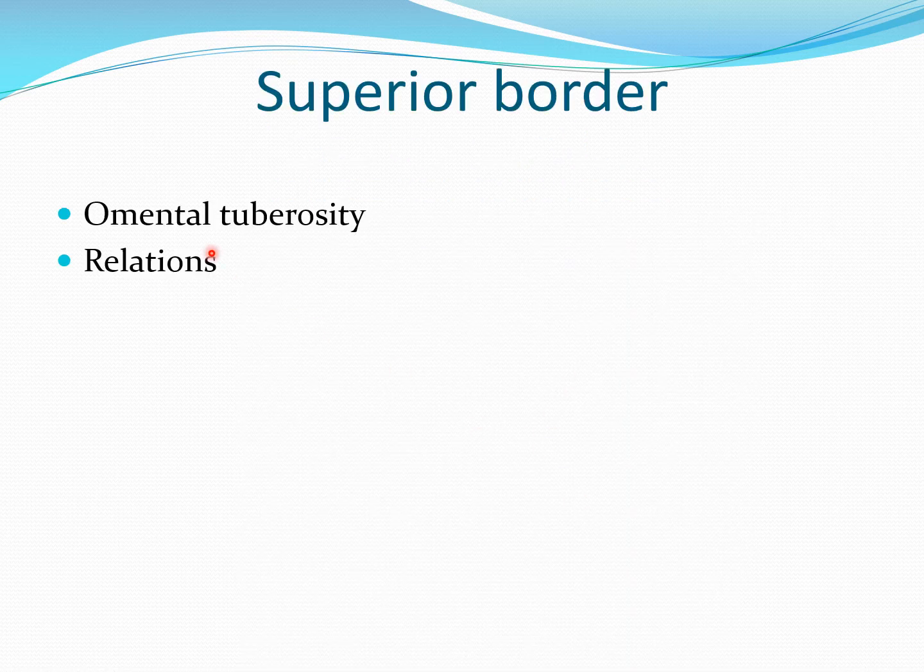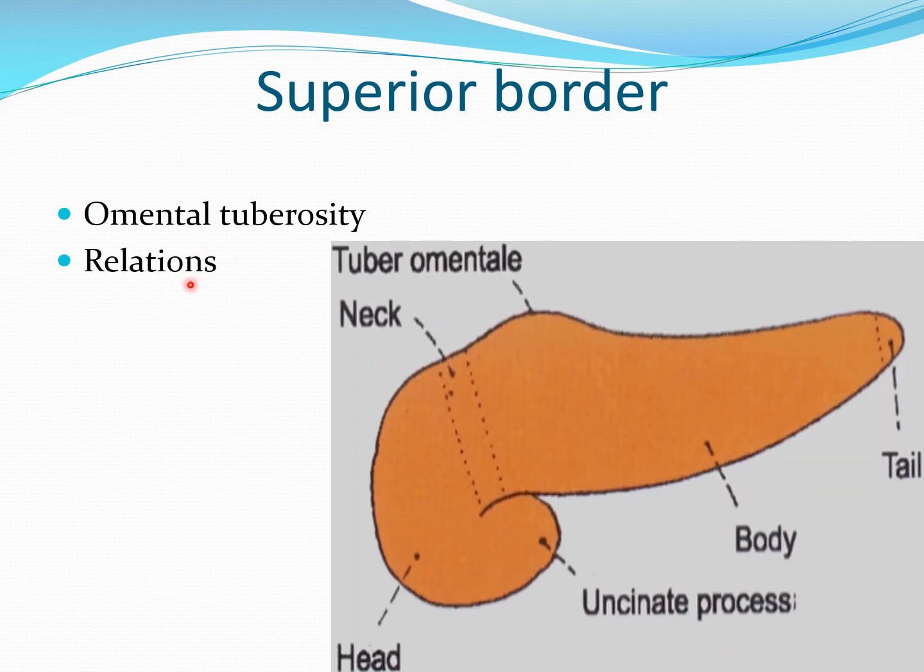On the superior surface there is the omental tuberosity, and superiorly it is related to the lesser sac and the stomach. The anterior surface is concave, directed downward and upward, and related to the lesser sac and the stomach. So these are the surfaces and borders of the pancreas.